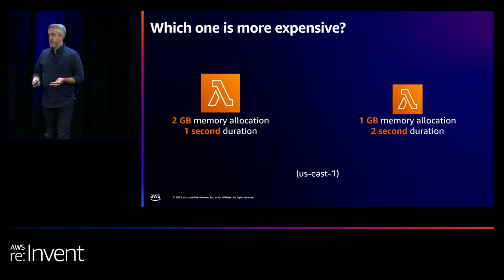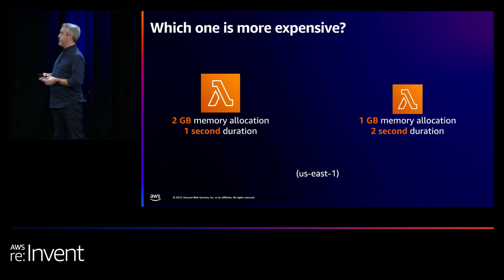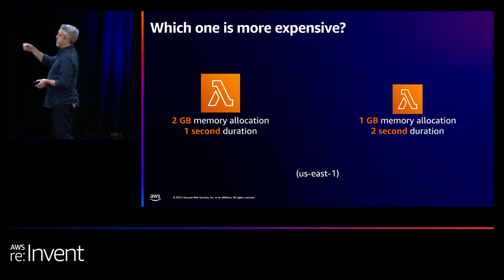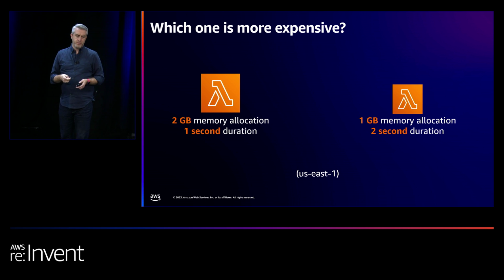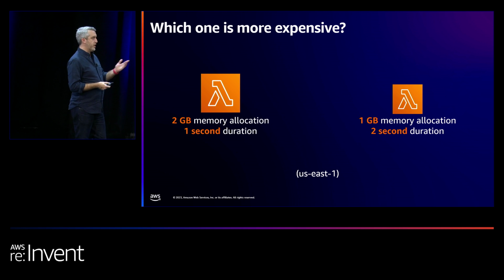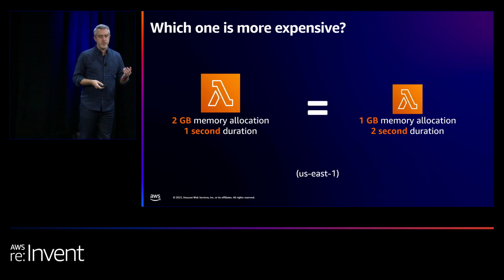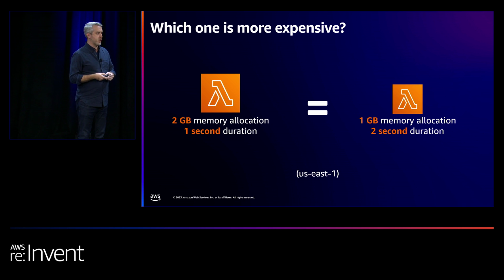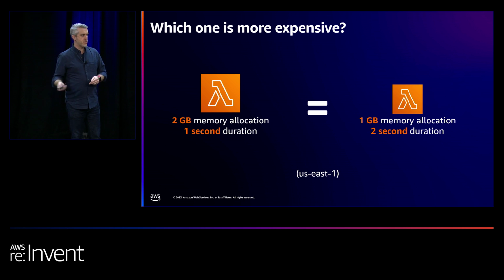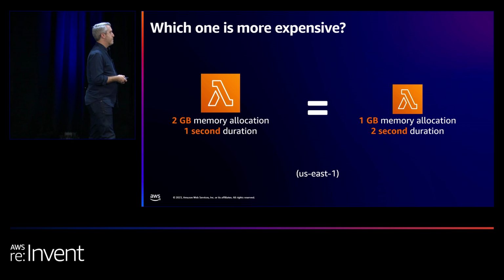So ways to think about this, right? Let's assume that I have 2 different functions. One is configured for 2 gigabytes of memory. It runs for 1 second. The other one is configured for 1 gigabyte of memory. It runs for 2 seconds, right? Effectively, these are the exact same when it comes to cost. So running for half as much time with twice as much memory is the same as running for double as long with half as much memory.